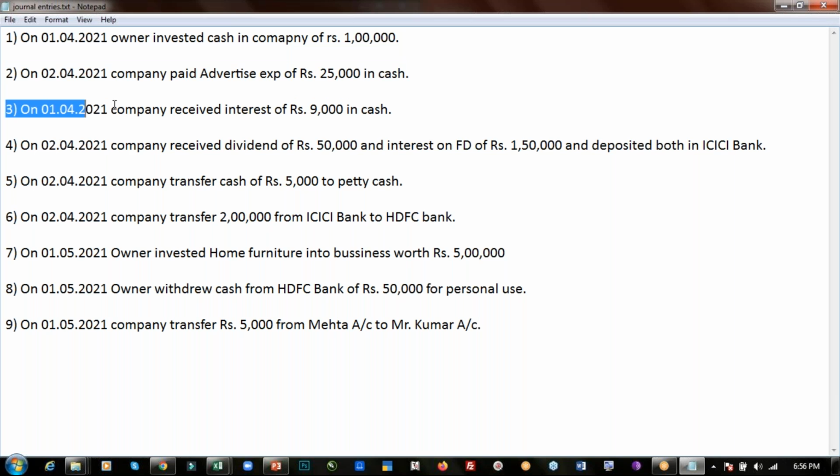Third point, on 1st April, company received interest of rupees 9,000 in cash.